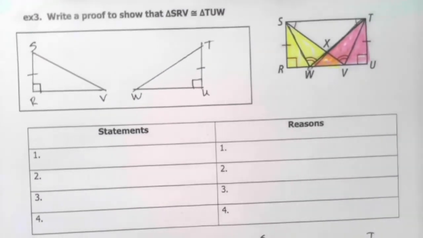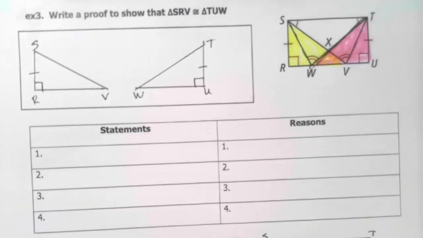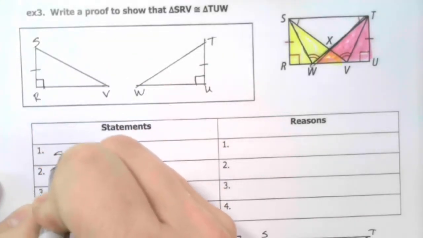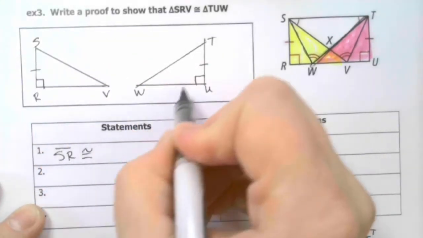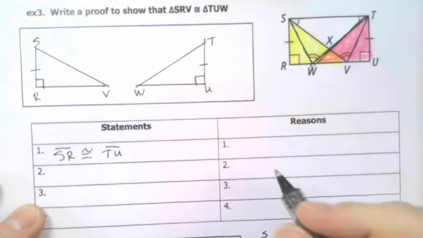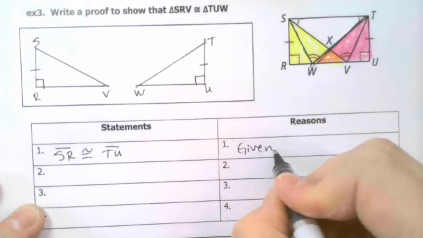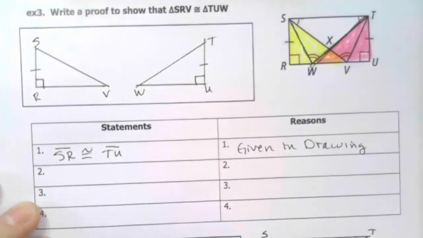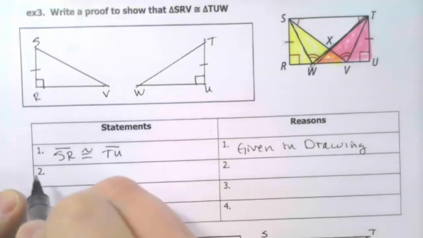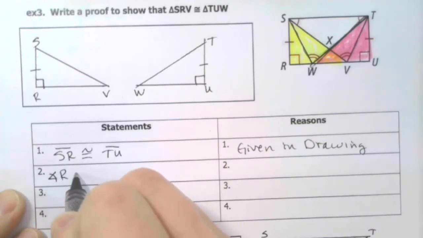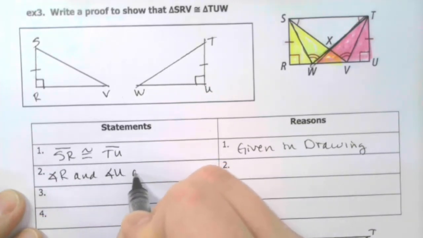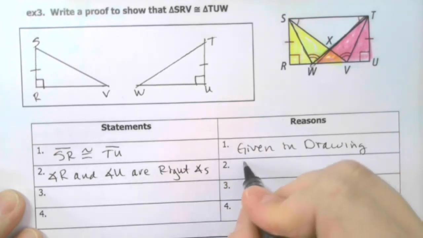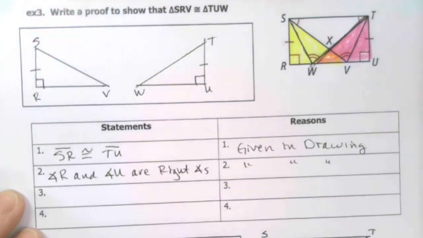Okay, so statements and reasons. First, we're going to list what they show us in the drawing. They show us in the drawing that segment SR is congruent to TU, and that's given in the drawing. They tell us that angle R and angle U are right angles. That's what the boxes mean. That's given in the drawing.